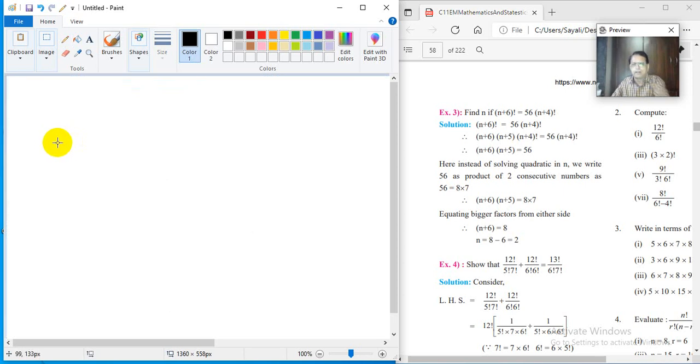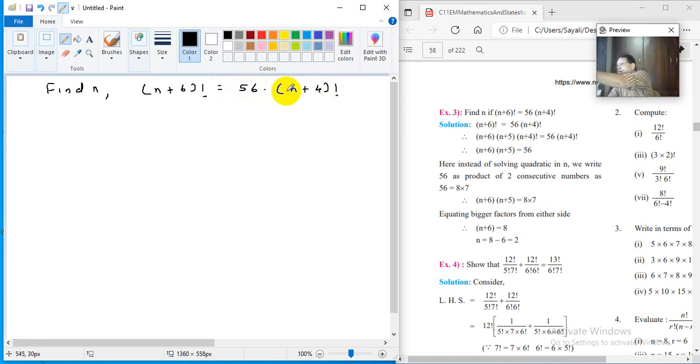Now see, now example 3 that they have solved. Find the value of n. See what they are saying. Find n, if (n plus 6) factorial is equal to 56 into (n plus 4) factorial. This is the problem. So how to solve this?